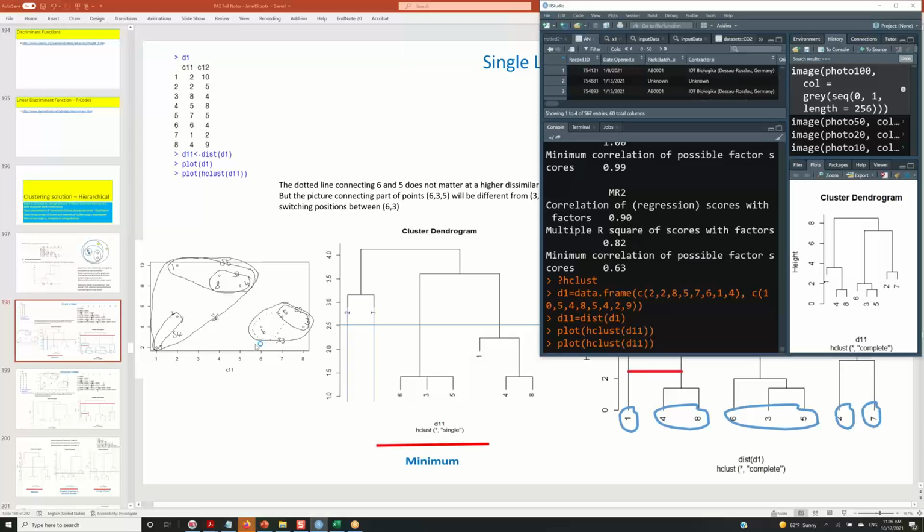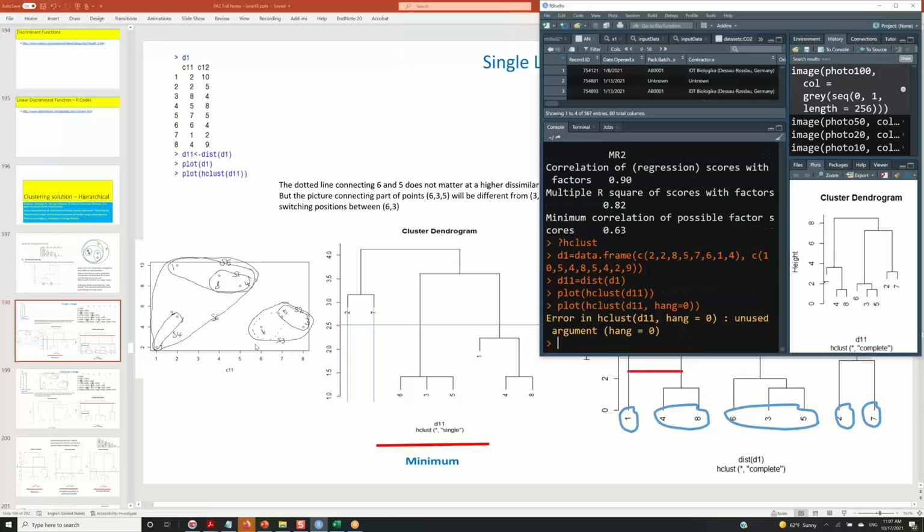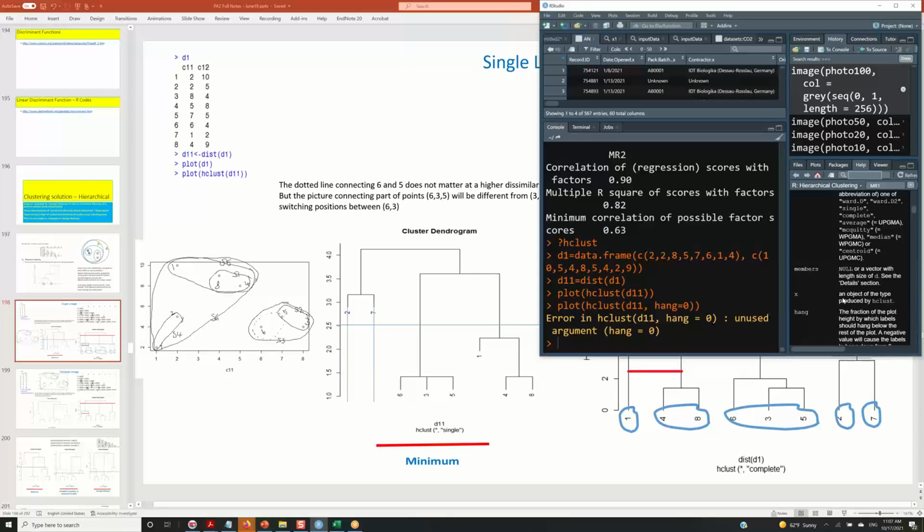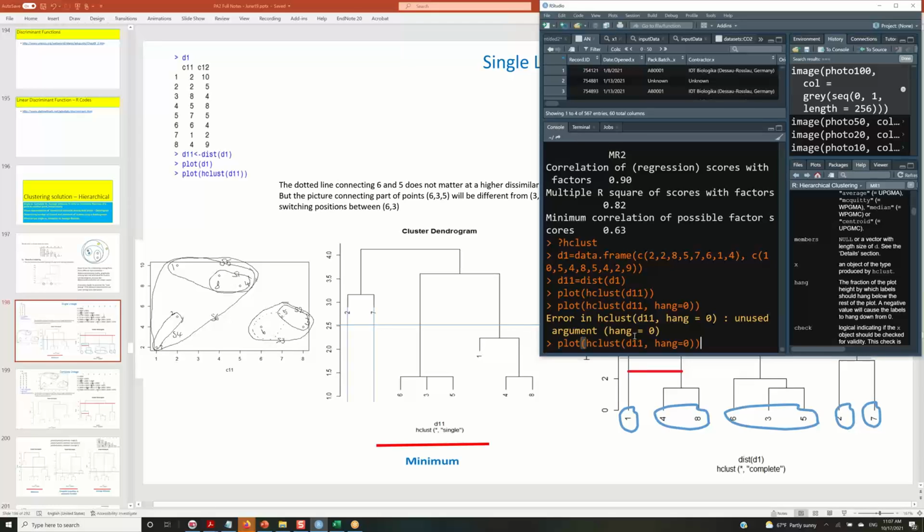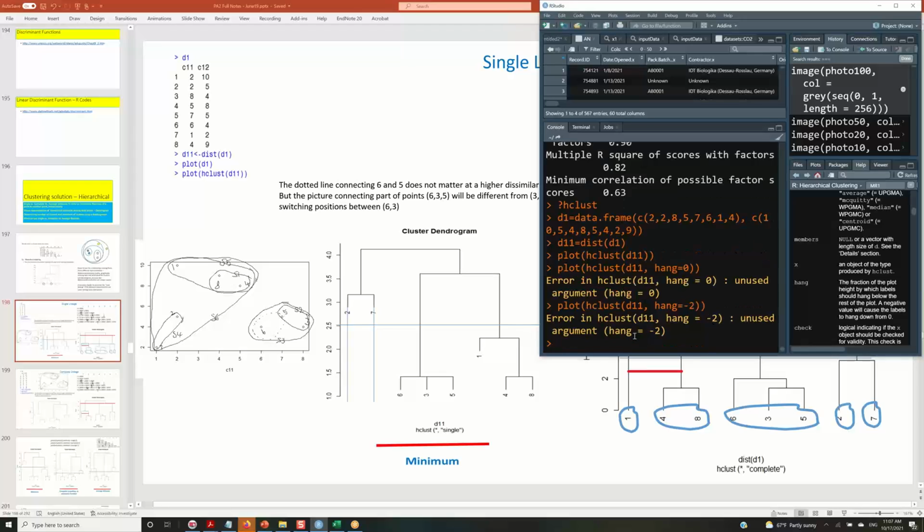Okay, so if you do hang equal to 0, unused hang, wait, what does it say? What did it say? Hang, the fraction of the plot by an object of the by label should hang below the rest of the plot. Okay, a fraction of the plot. A negative value will cause the labels to hang down from 0. So let's say -1. Okay.